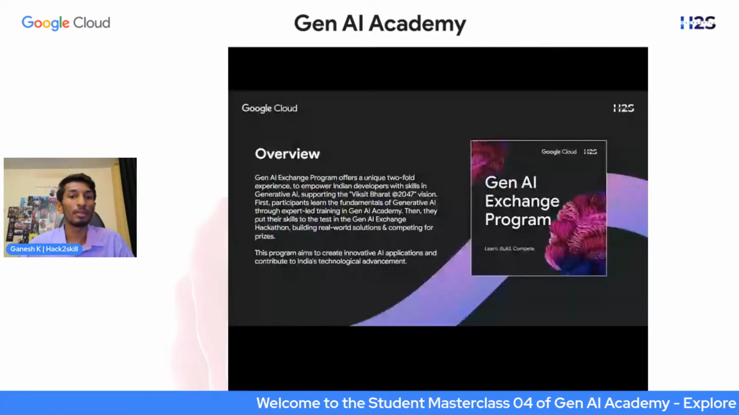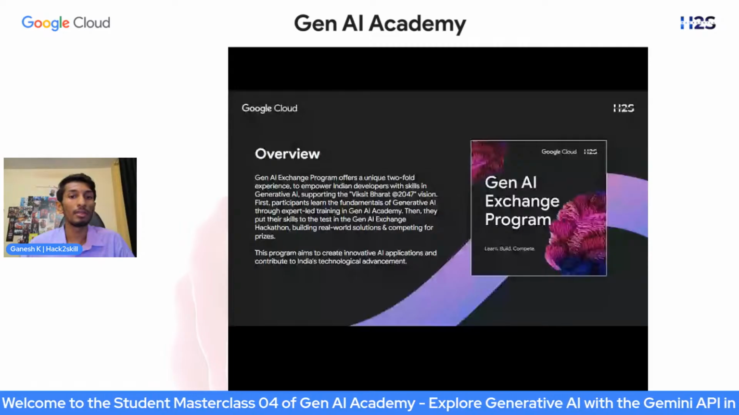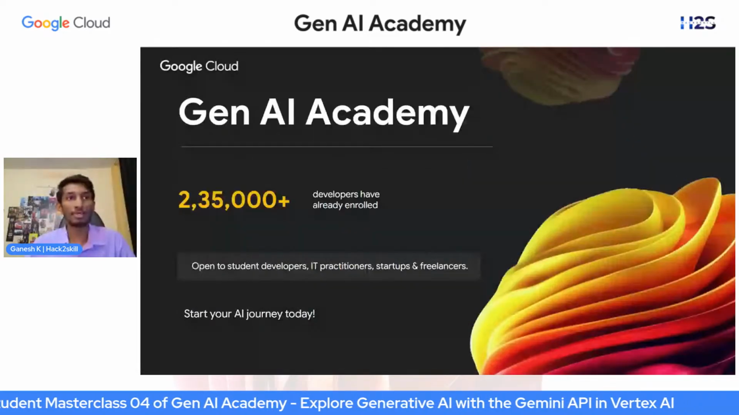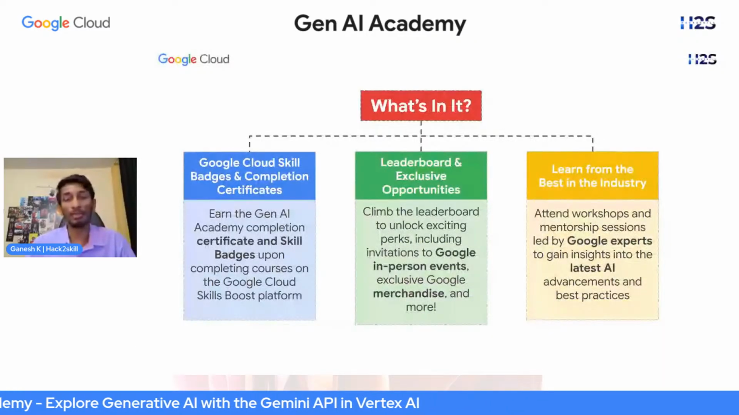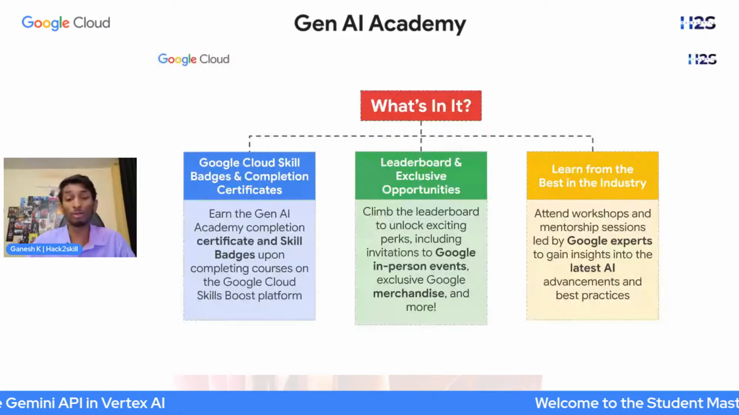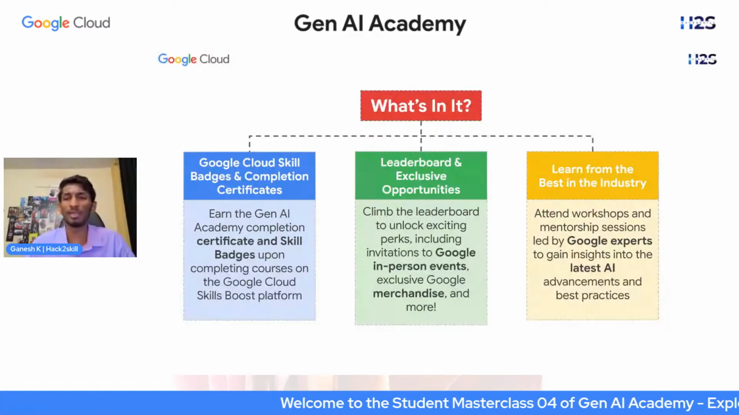Right now, 7,350 developers are already enrolled in this campaign and have started their journey. And what's in it, you always know. You'll be getting the Cloud Skill Boost completion badges, which you can show on your LinkedIn, blog posts, wherever you like. You're also getting a completion certificate: once you complete all five courses, you'll get a GenAI Academy completion certificate.